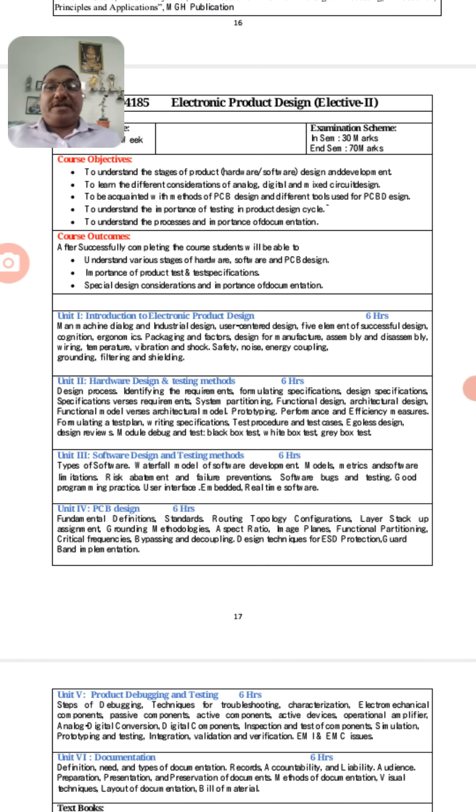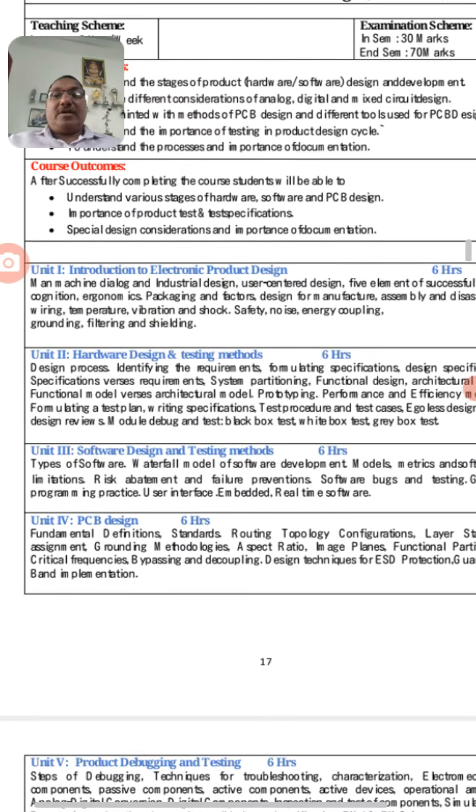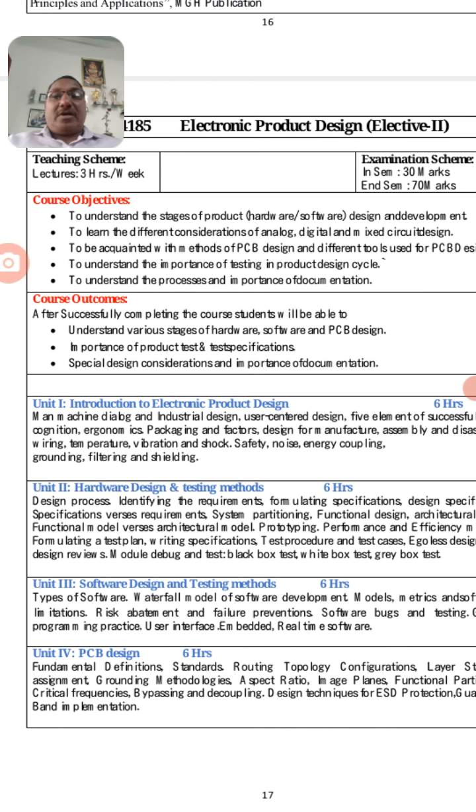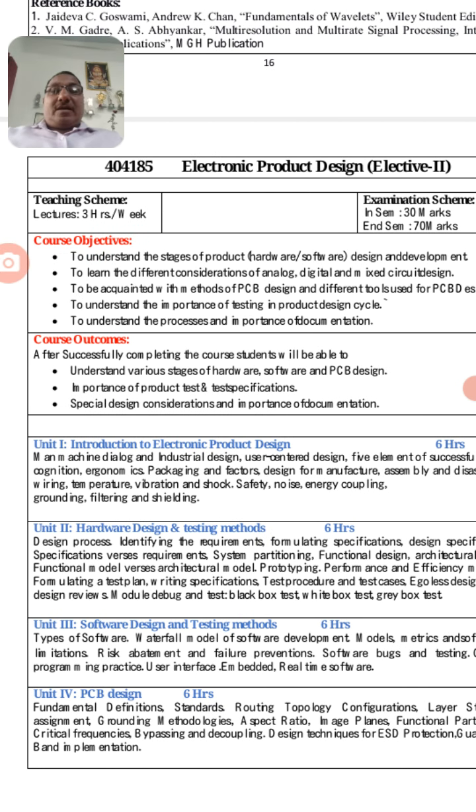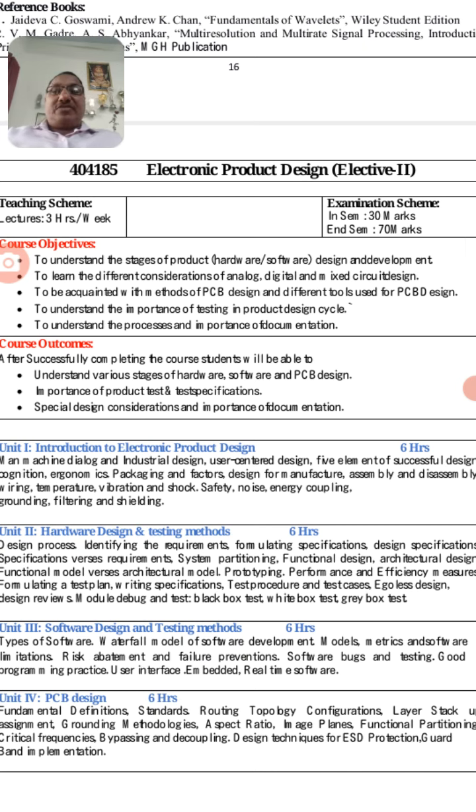Electronic product design. This is nothing but elective 2. The subject is of 100 marks and 4 credits. The examination schedule is as follows: one examination of 30 marks, which is based upon unit number 1, 2 and 3, and one examination of 70 marks.